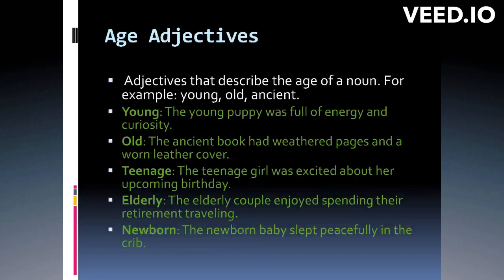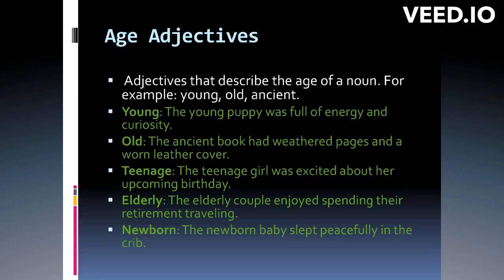Next one is age adjectives. From the name itself, we can tell that it describes the age of the noun, right? For any noun, what is the age of that, whether it's a person or animal or a thing or anything? So here, look here. For example, young, old, ancient. The young puppy was full of energy and curiosity. Here we are talking about the puppy's age, whether it is young or old, right? So these are the examples: young, old, teenage, elderly, newborn.